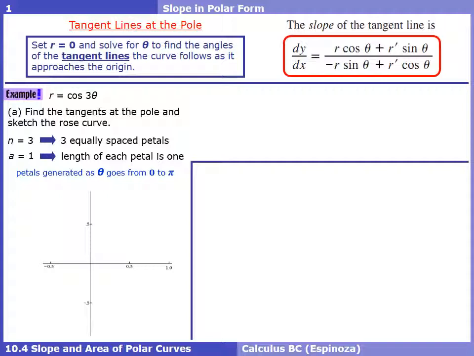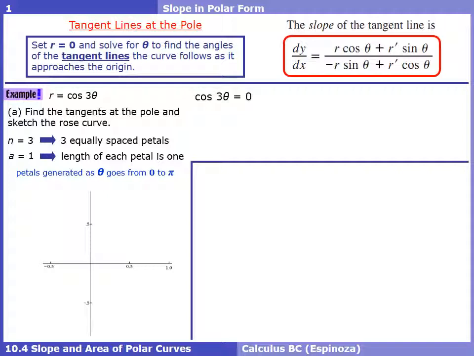So I'm going to get my little coordinate plane here set up so that now we can try to figure out what the tangent lines at the pole are. And again, if you refer to above, that just requires that you set your polar equation equal to 0. So we're going to have cosine 3 theta equals 0. This is just a review of stuff we've seen in pre-cal concerning solving trig functions.